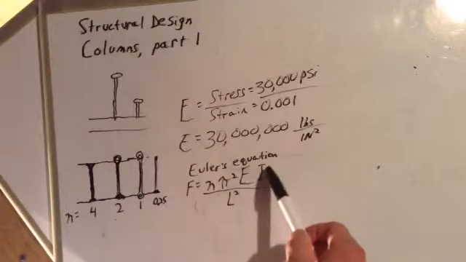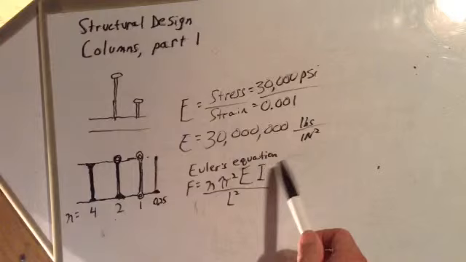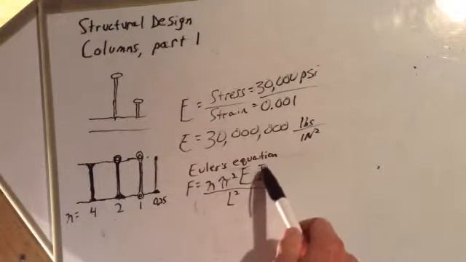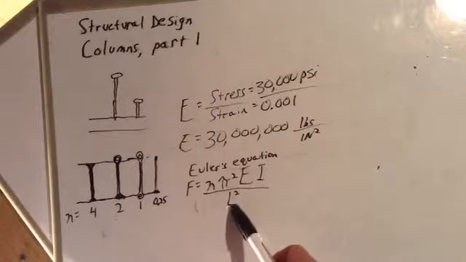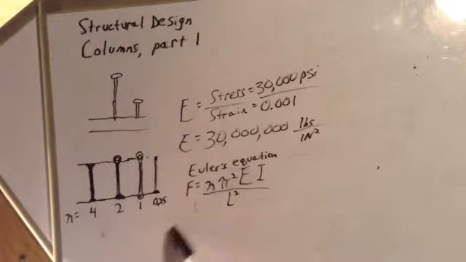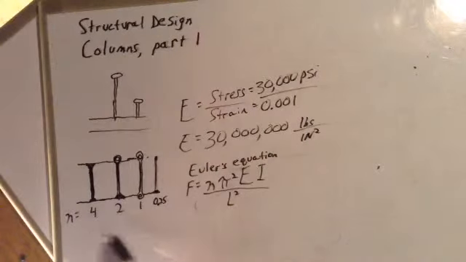Okay, and this I is moment of inertia. That would be the area moment of inertia of the cross-section of the beam that we're considering. And L is the length of the beam. So this N, it varies from 0.25 to 4.